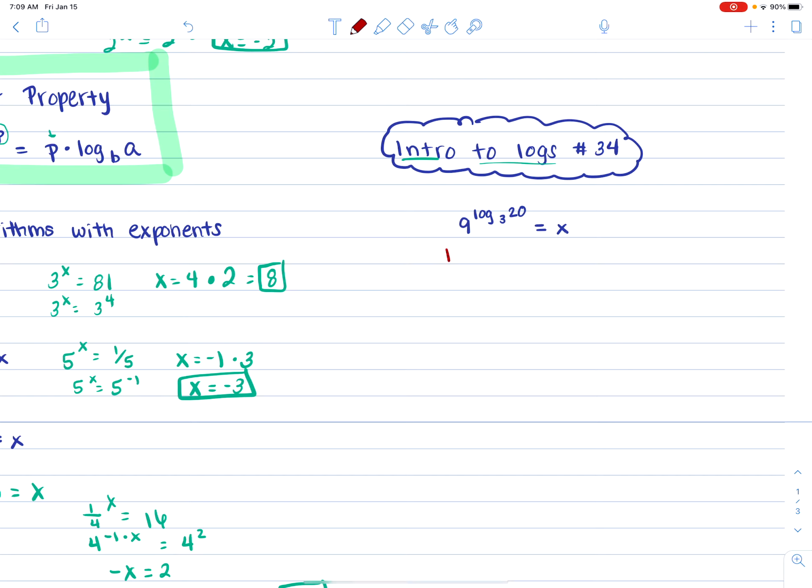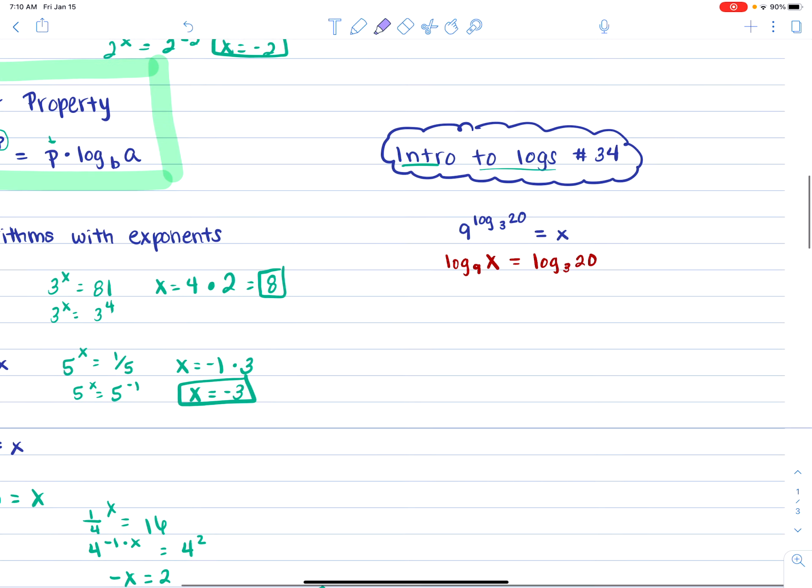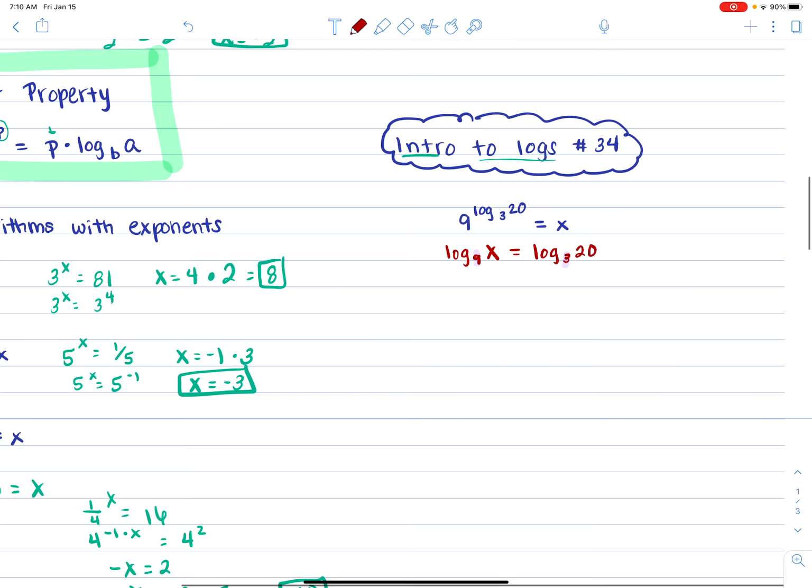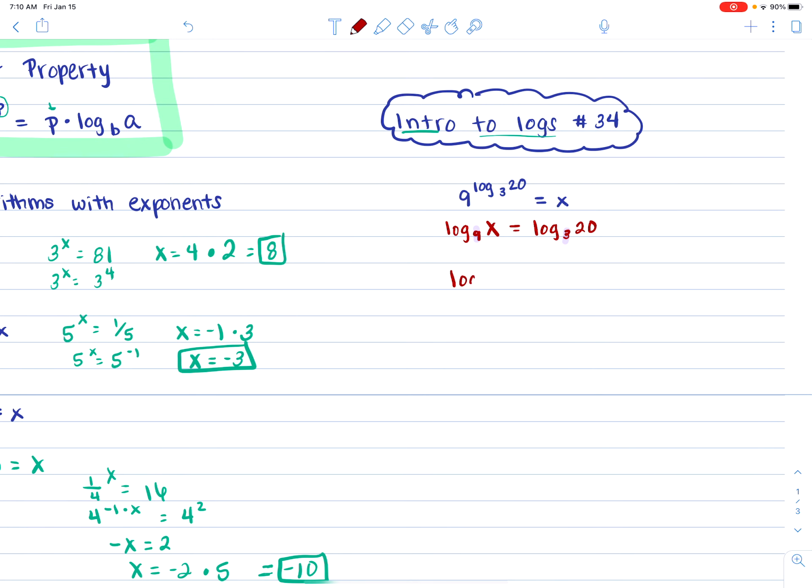So I have a base of 9, so log base 9 of the answer x equals log base 3 of 20. Now, if my logs were the same, then I could take them out and say x equals 20, but they're not. But I notice that I have 9 and 3, so I'm going to make them the same base. So I'm going to change this to log base 3 squared of x is log base 3 of 20. But those logs still aren't exactly the same because one is 3 and one is 3 squared.